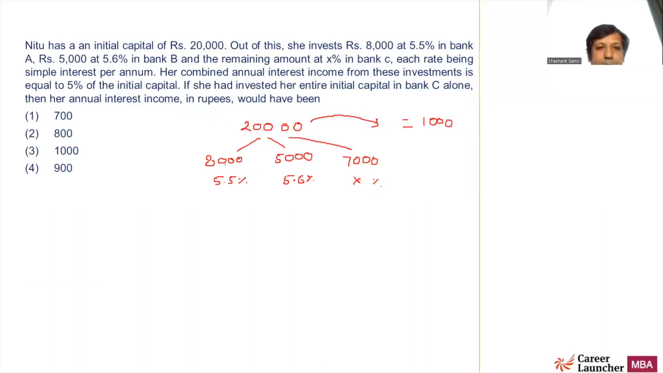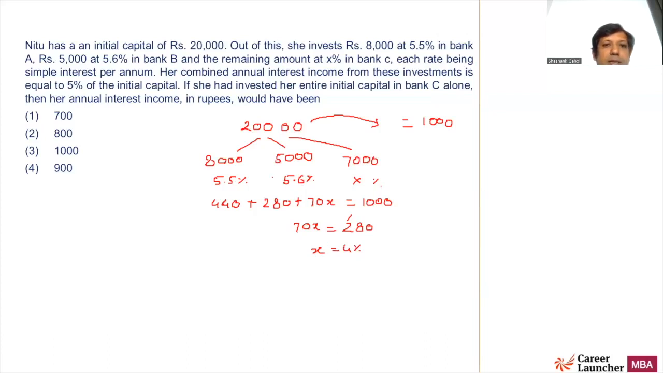Okay. So here interest becomes 440. Here her total interest becomes 280 for a year, and here total interest becomes 70x, and this total interest should be equal to 1,000 rupees. So 70x, so 440 plus 280 comes out to be 720. So 70x comes out to be 280. So x comes out to be 4.